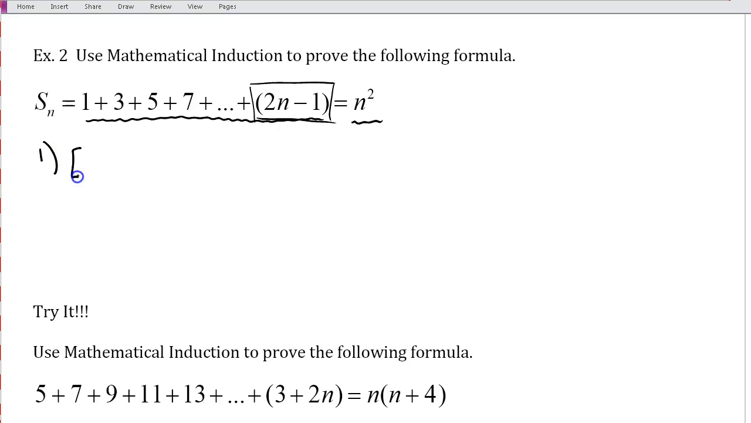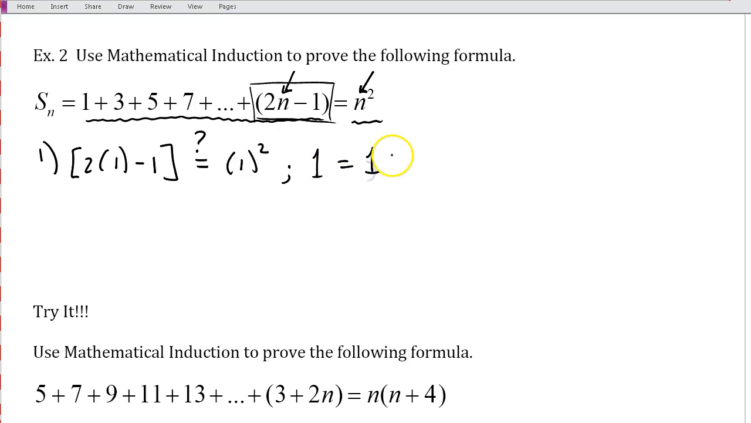So is 2 times 1 minus 1 equal to, notice the question mark there because we don't know if it's equal to it yet, and then 1 squared. So I plugged in 1 for n here to get the first term, and I want to see if it equals 1 squared over there. And we can see 2 minus 1 is 1, and 1 squared is 1. Okay, so that works.